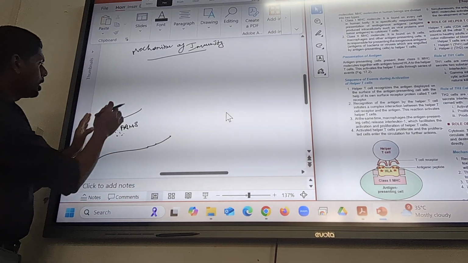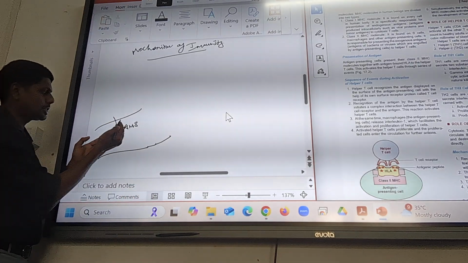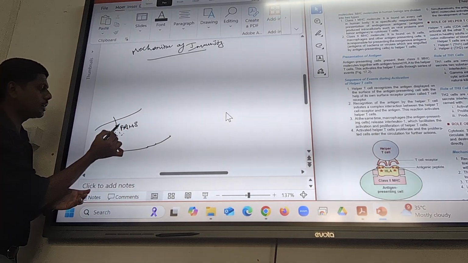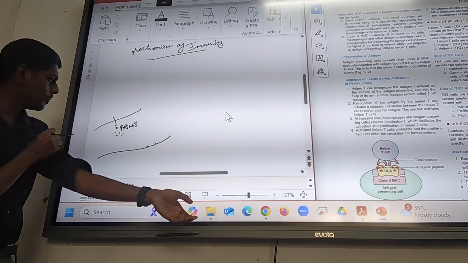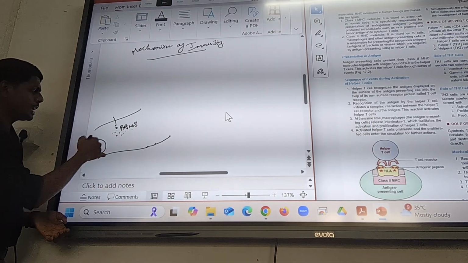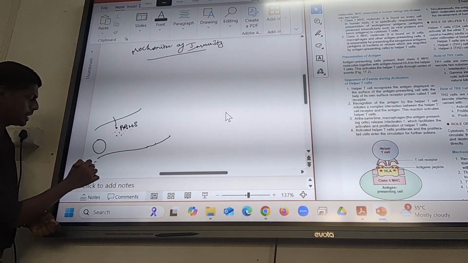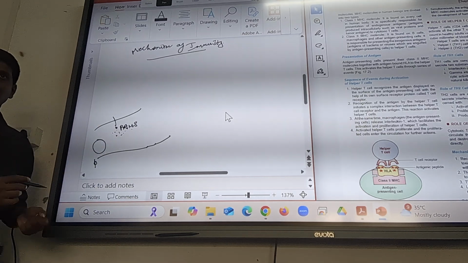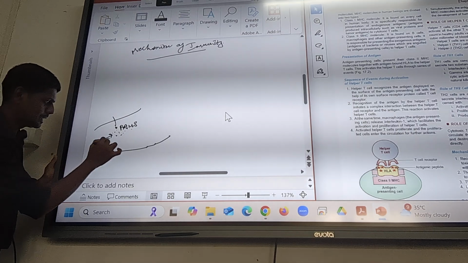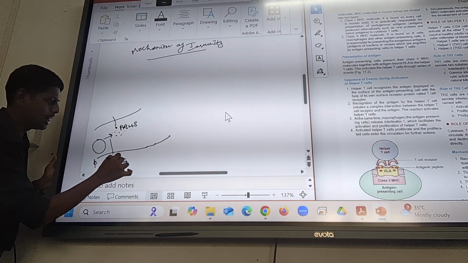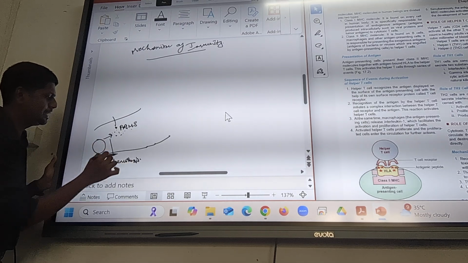So, first we have a blood vessel, and a pathogen entered. The pathogen releases some chemicals. Those chemicals are called pathogen associated molecular substances. Now, a circulating macrophage gets attracted towards the pathogen. This attraction is called chemotaxis. First, chemotaxis. After chemotaxis, what happened?